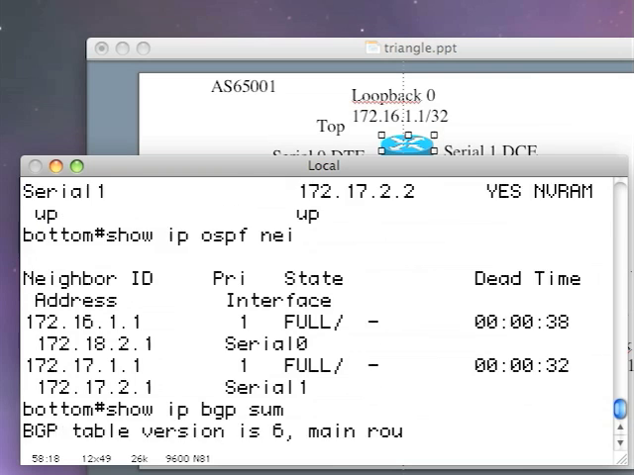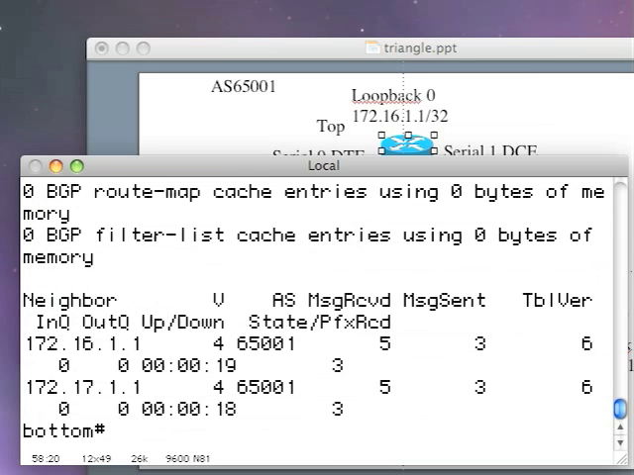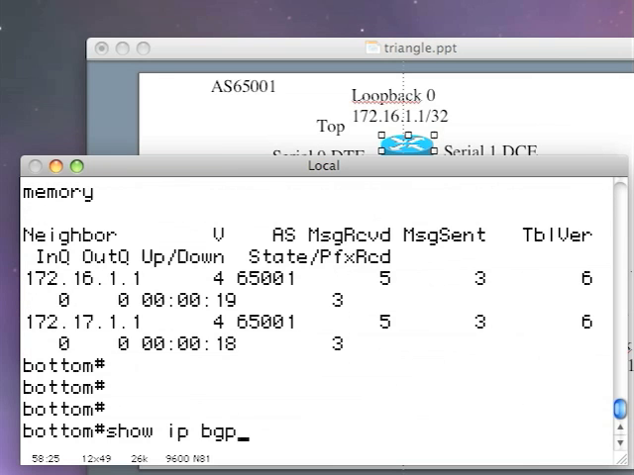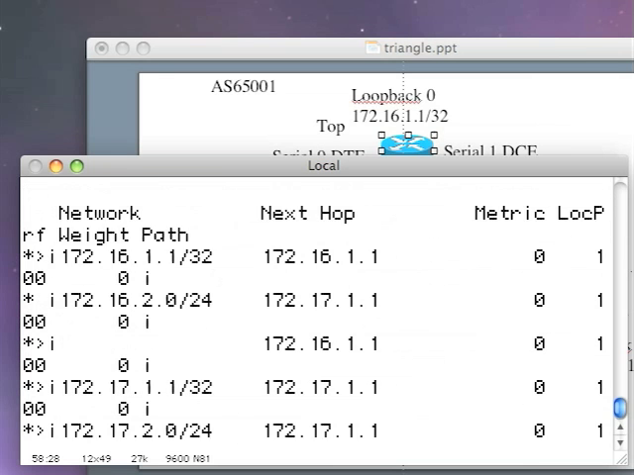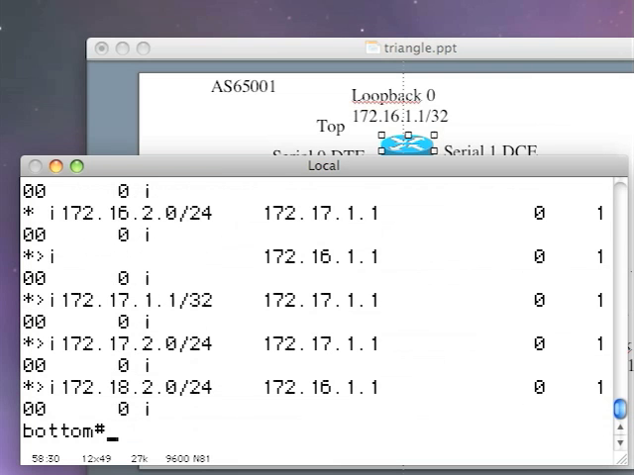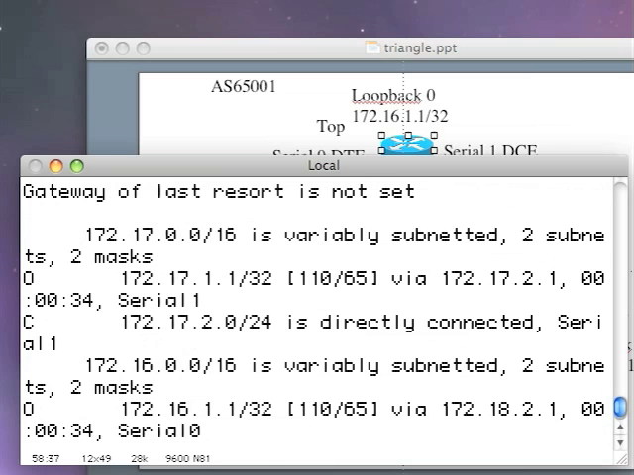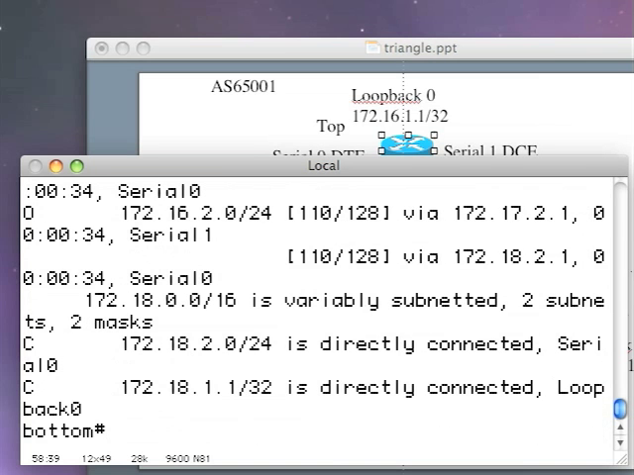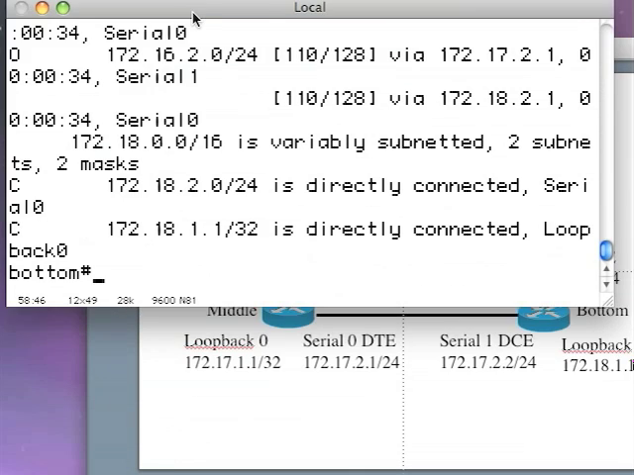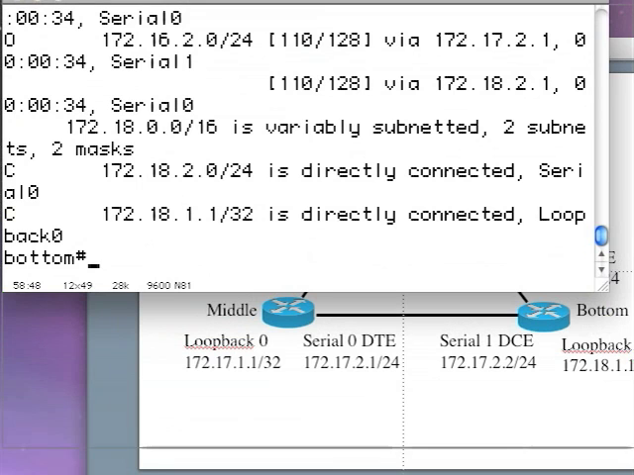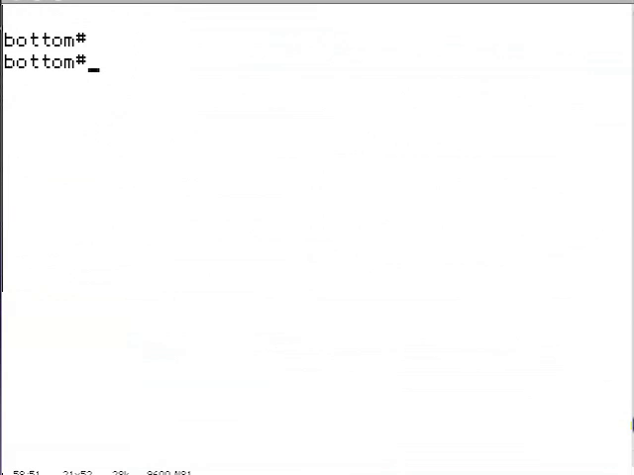Show IP BGP sum. And BGP is now up with full neighbor relationships. Show IP BGP. I'm receiving the BGP tables. And then if I do a show IP route, I don't have any BGP routes because the OSPF routes take precedence. And that is it for iBGP. Let's go ahead and review our config and review what we learned.